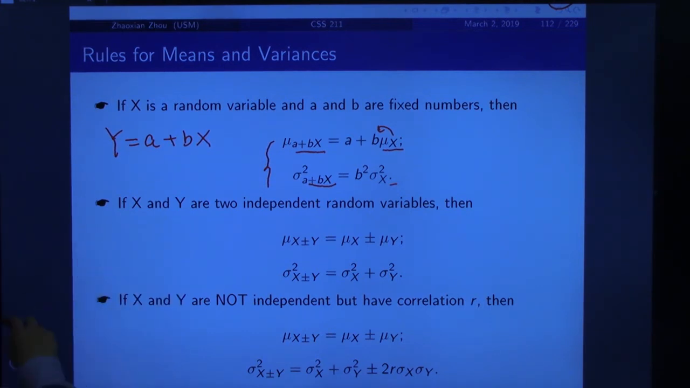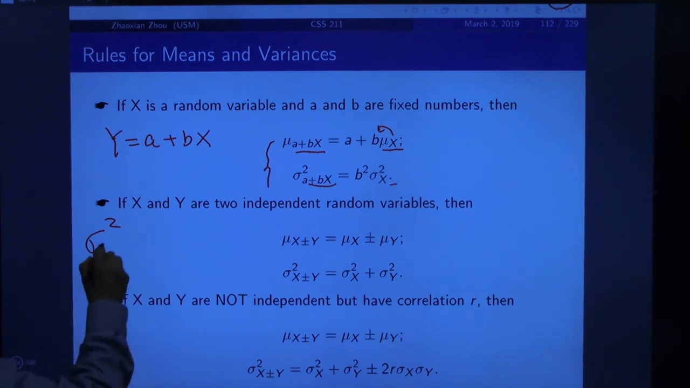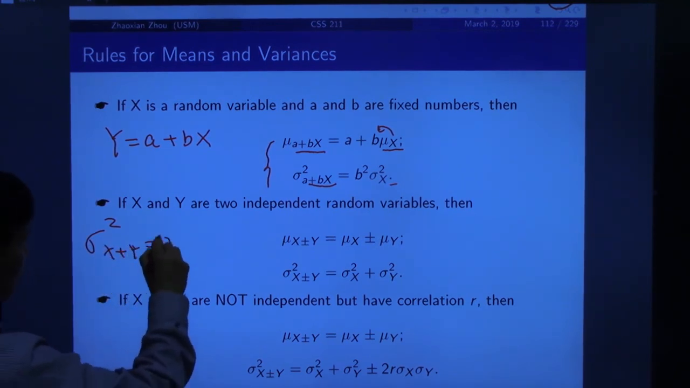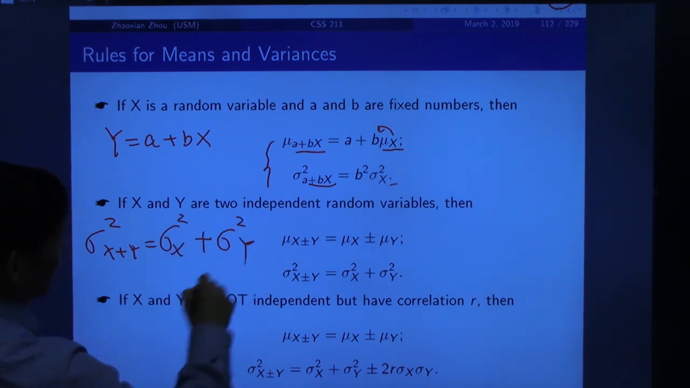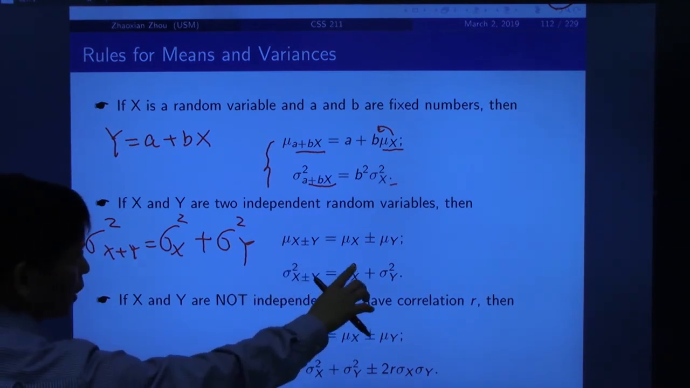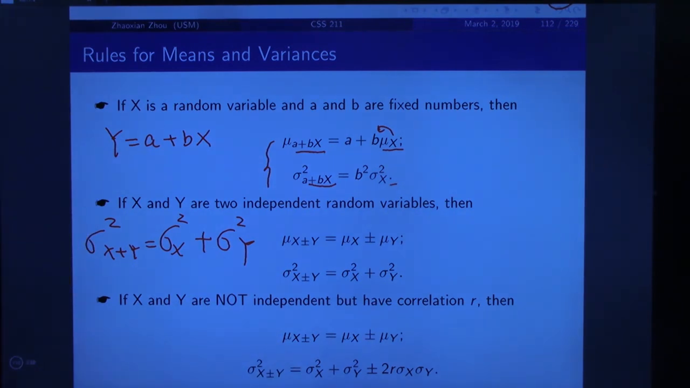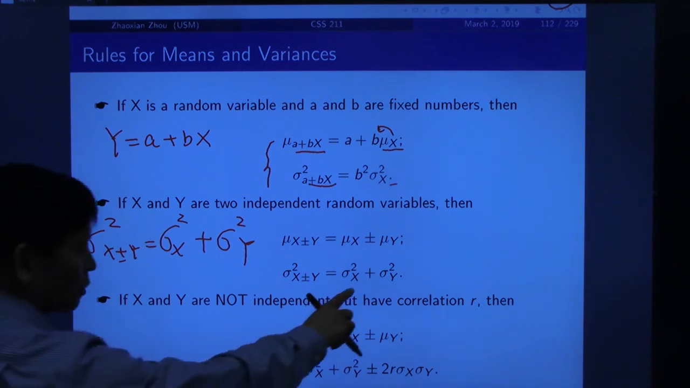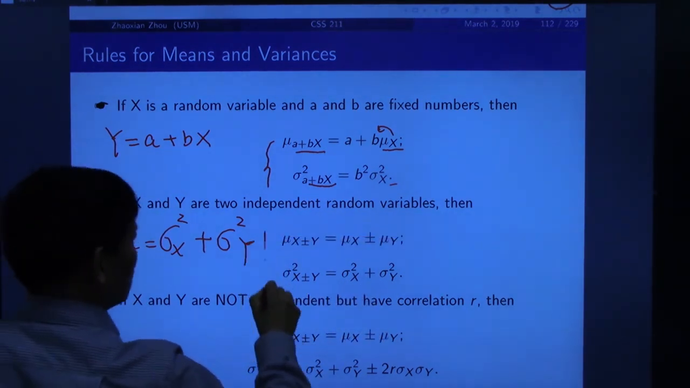How about the variance? The variance sigma squared of x plus y will be equal to the variance of x plus the variance of y. How about the minus, x minus y? We cannot use a minus here. We still use plus. Because remember, because of this square, positive and negative numbers have the same value. Negative 5 squared equals positive 5 squared. So plus or minus doesn't matter. So that is still this. So we have these two formulas here.